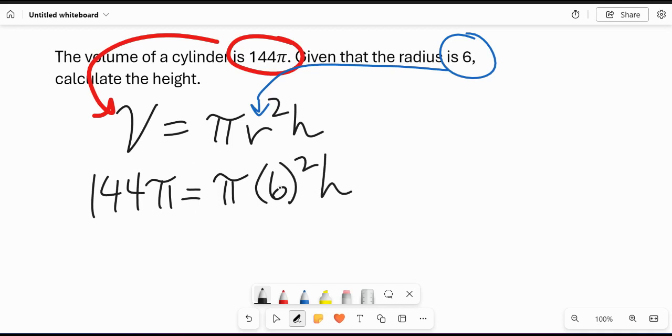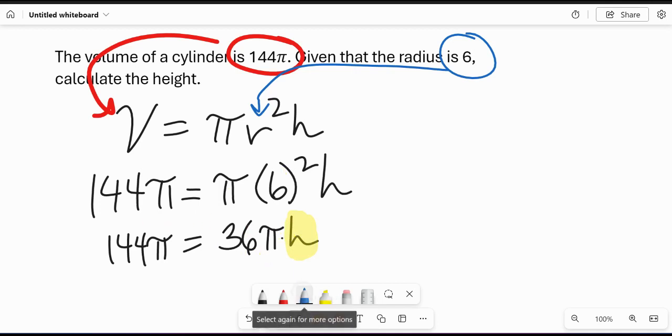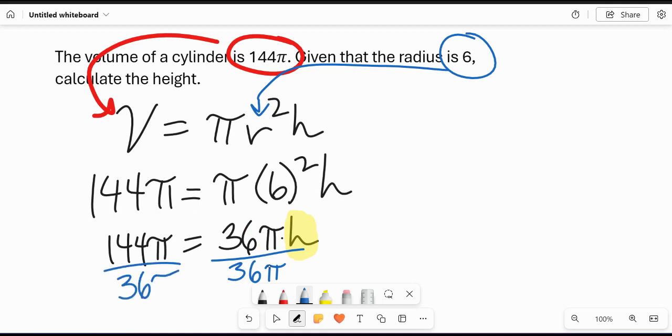Now, calculate what 6 squared is. That is 36. So we have 36 pi h. Again, we're trying to solve for h here. Now, to get h all by itself, what we have to do is do the opposite of multiplying by 36 pi, which would be dividing both sides by 36 pi. And it's good that we leave the answers in terms of pi because at the very end, pi divided by pi cancels out. And then all I have to do is figure out 144 divided by 36.